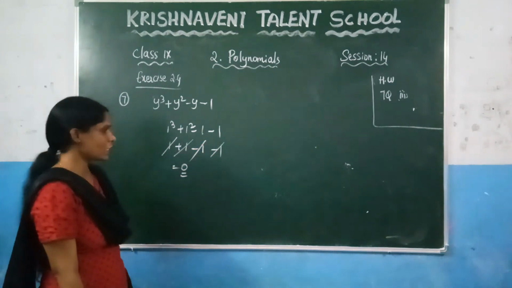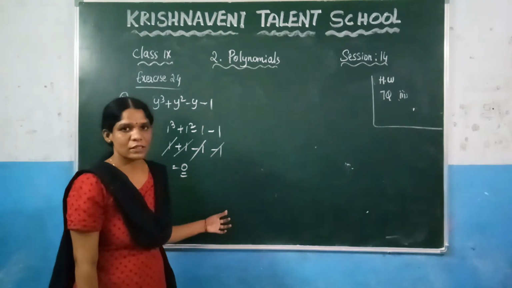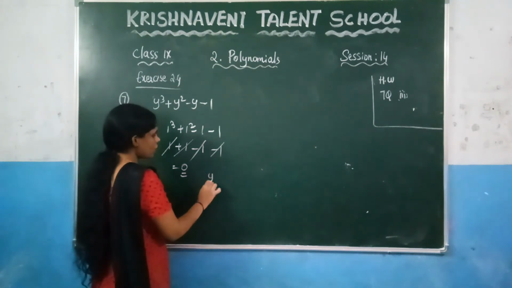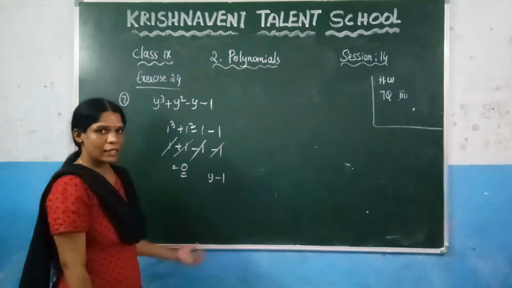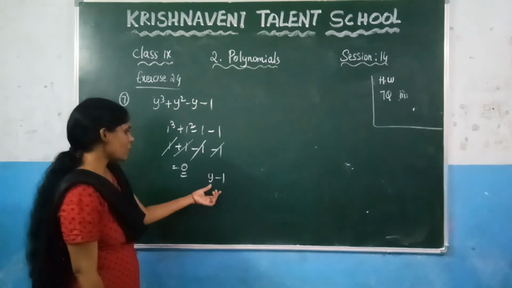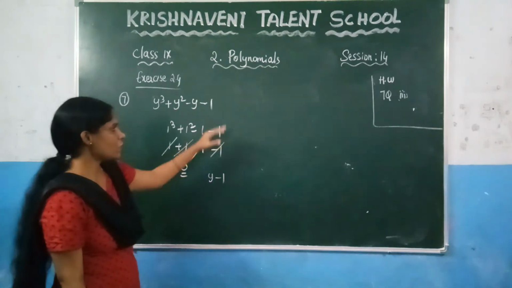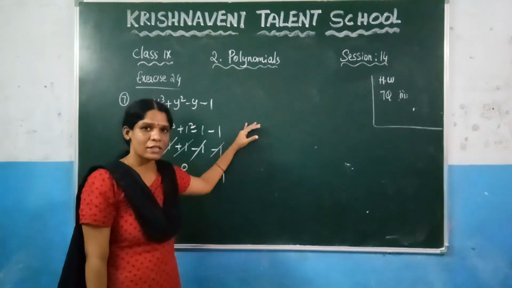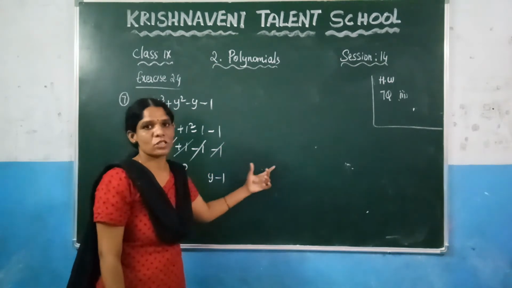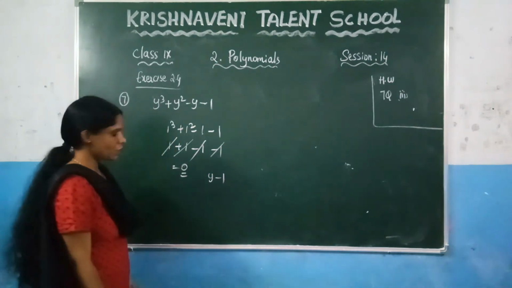So we can say that by the factor theorem, y minus 1 is a factor. So again you need to divide this by y minus 1, so that you will get the quotient in the form of a quadratic expression, and you need to split that. So do it here.